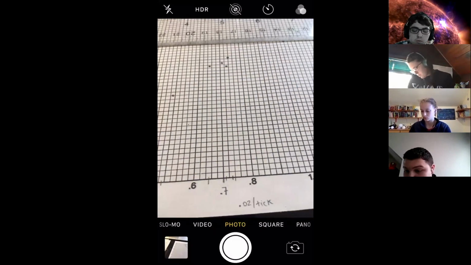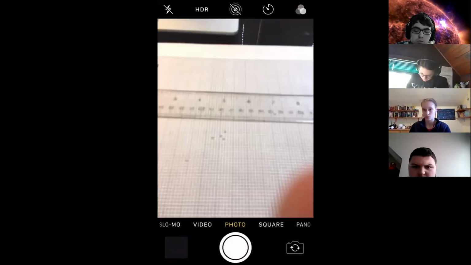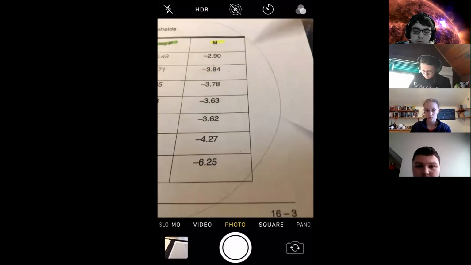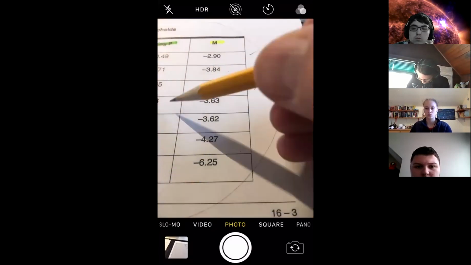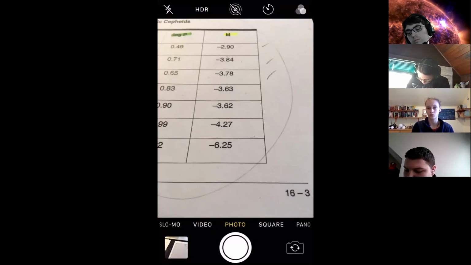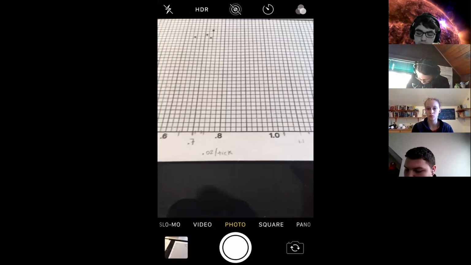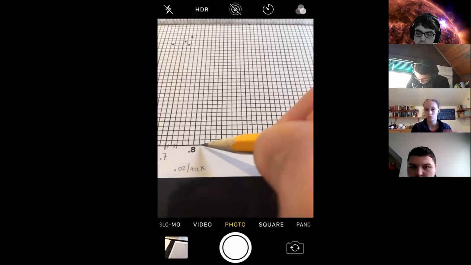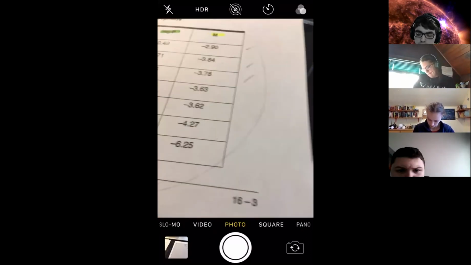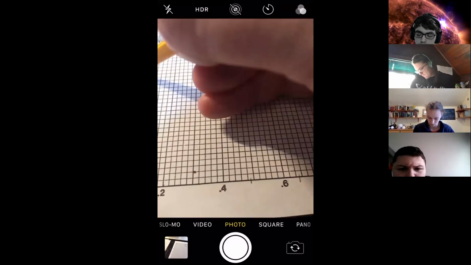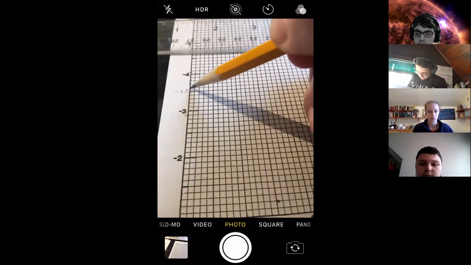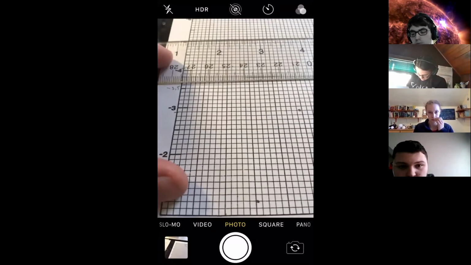Okay, oops. 0.83 and negative 3.63. 0.83 is here, and negative 3.63 is right about there. That's negative 3.6 right there.